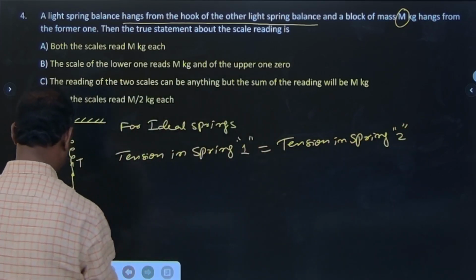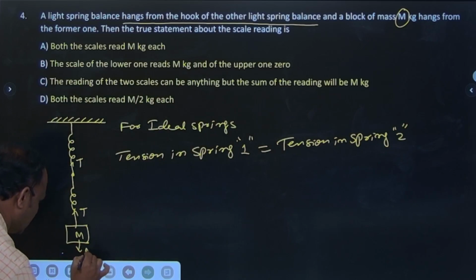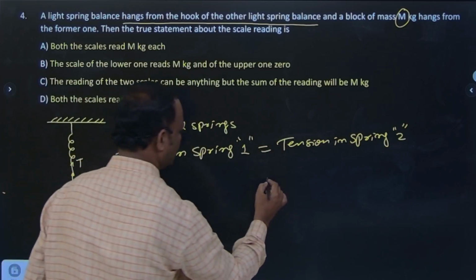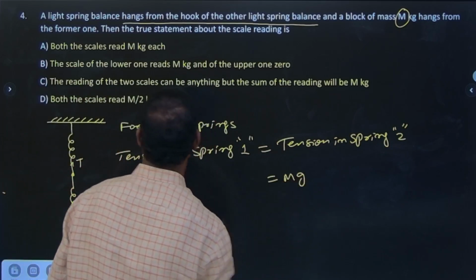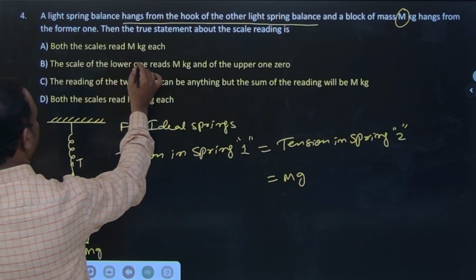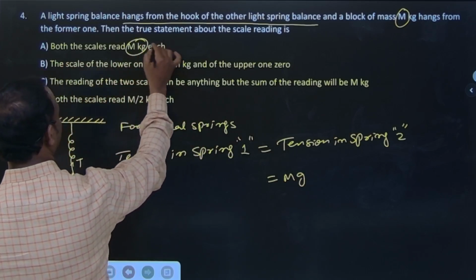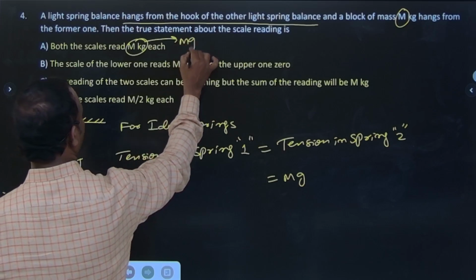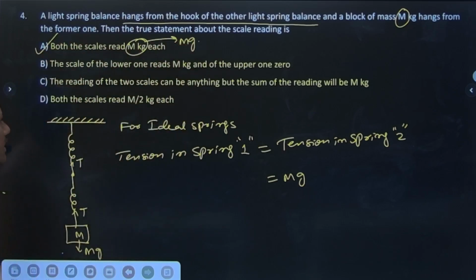So that is equal to what? T is equal to mg. Both the scales read mg each. Option 1 is correct.